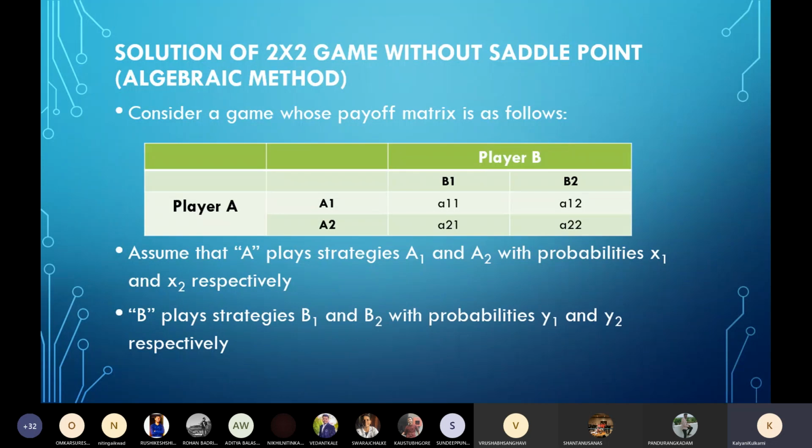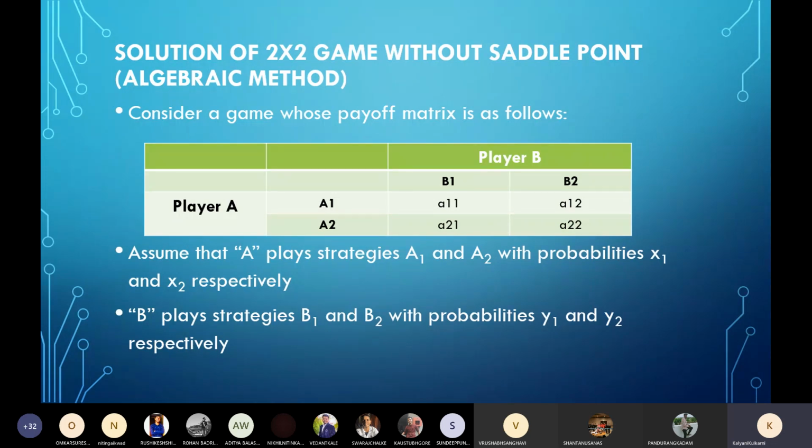So consider a 2 by 2 matrix only in the beginning, because algebraic method will give you equations which are applicable for 2 by 2 matrix, and then we'll see how it is used, and then later on we'll see dominance method of converting it into a 2 by 2 matrix. Okay. So solution of a 2 by 2 game without saddle point using algebraic method. Give heading. Solution of a 2 by 2 game without saddle point using algebraic method.